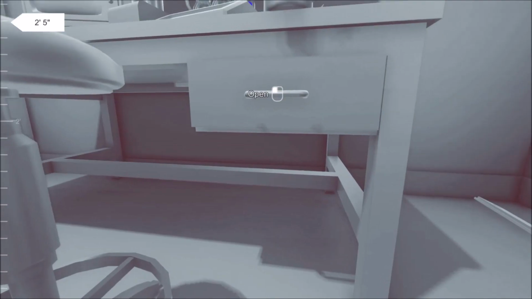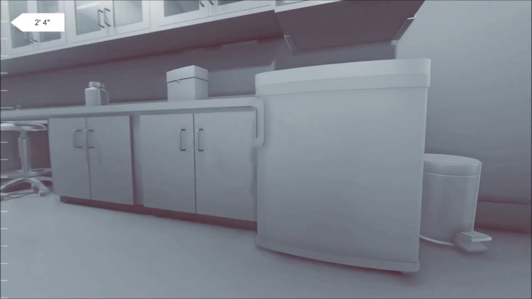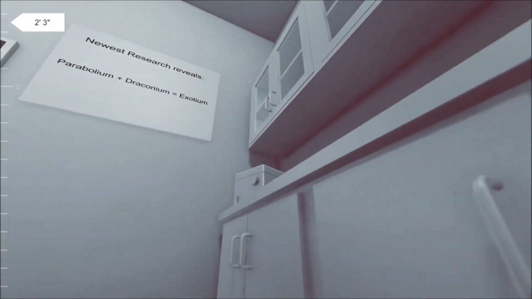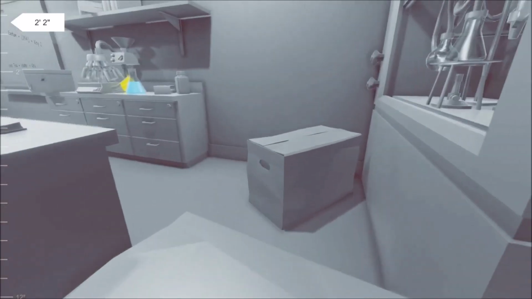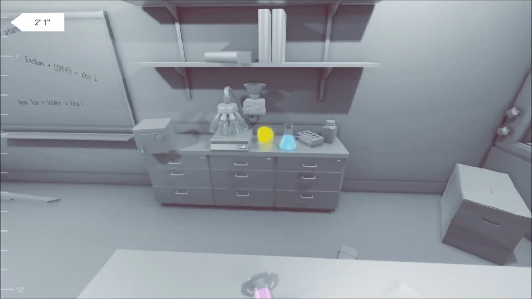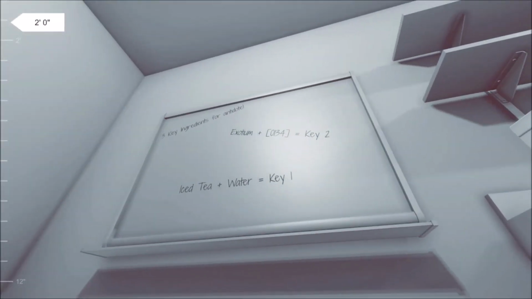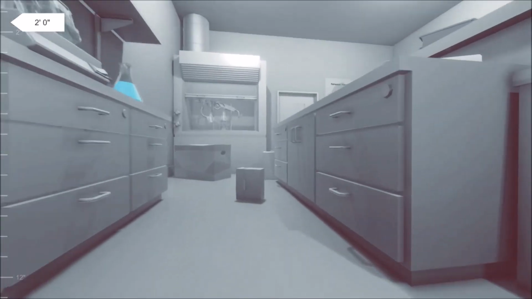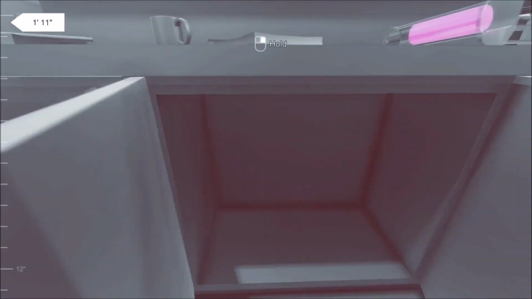No, I don't actually know where this iced tea is. Could it be in here? No. Oh, no. I'm not going to be able to find it. I don't know where it is. I really don't know where it is. Where are you, Ice-T? Oh, no. Exotium and 0134. Yeah, I'm not going to be able to find it. I am not going to be able to find it.